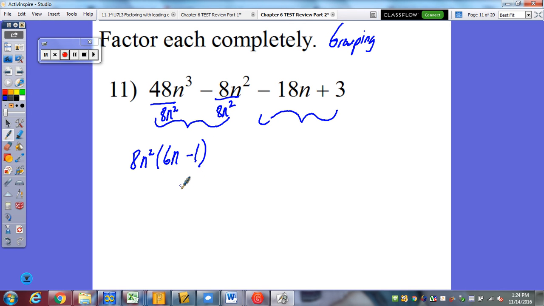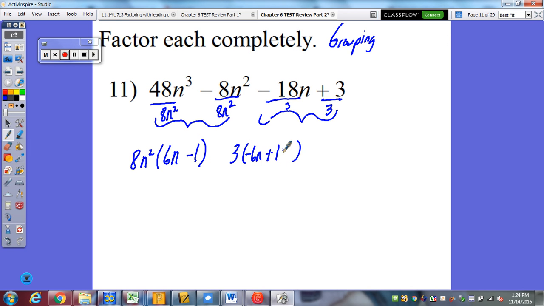All right, so now we're on to the next one. 18 and 3, we're factoring out a 3. N and no n, well, no n. So what do we have left? Well, we have the 3. All right, so now we're left with negative 6n plus 1.